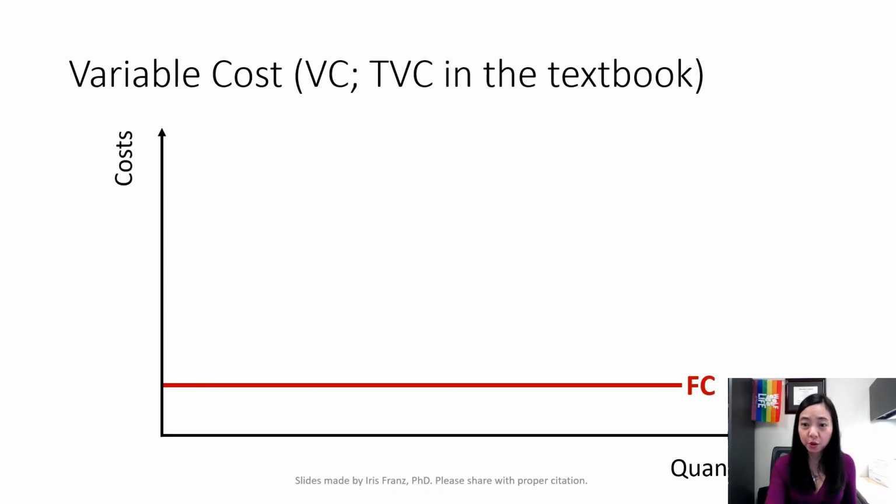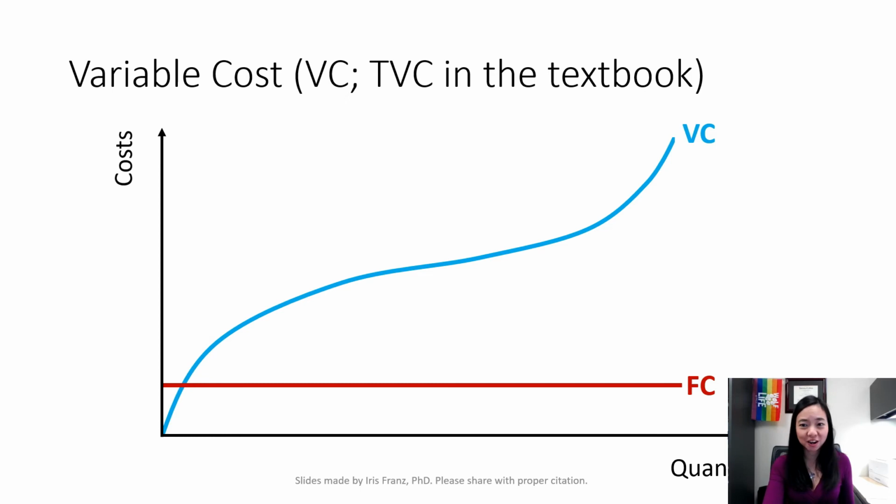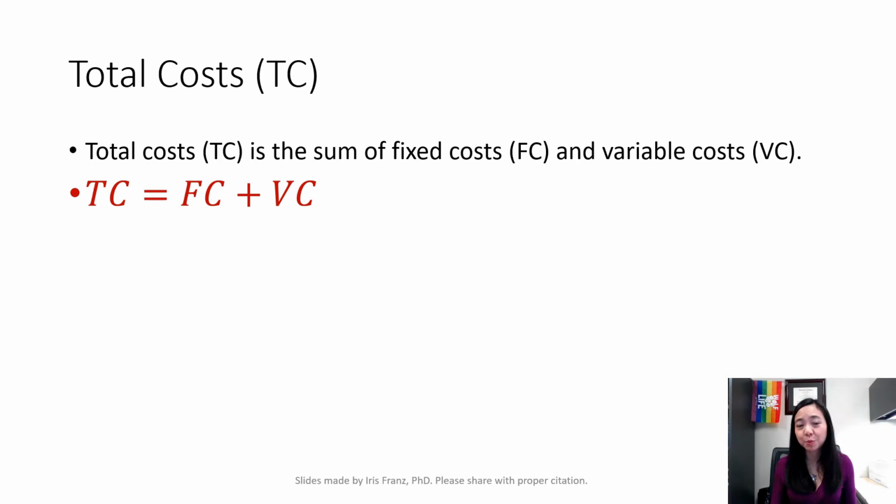selling. Now we're going to put the variable cost together with fixed cost on a diagram. Now you can see variable cost has a positive slope, and if you're producing zero quantity, then your variable cost will be zero. Total cost is the sum of fixed cost and variable cost.